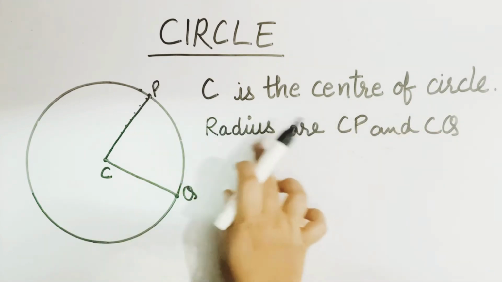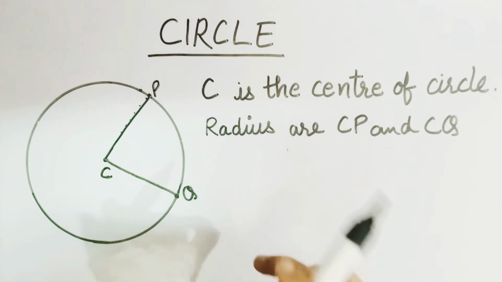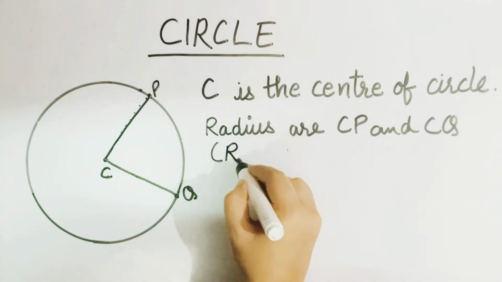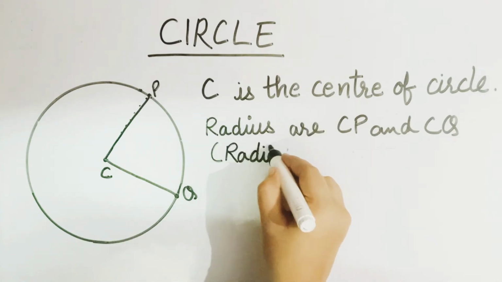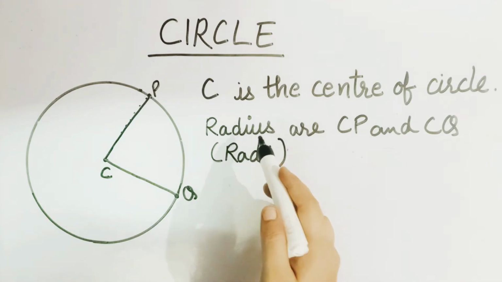Okay, so what is the plural form of this radius? Radius is a singular term. The plural is radii, RADII. So the plural form of radius is radii.